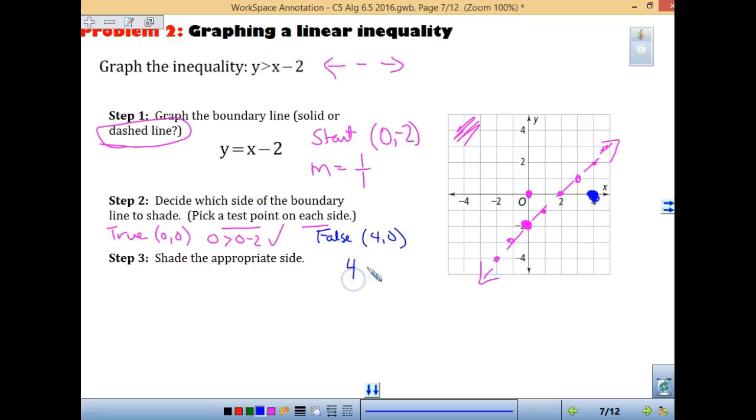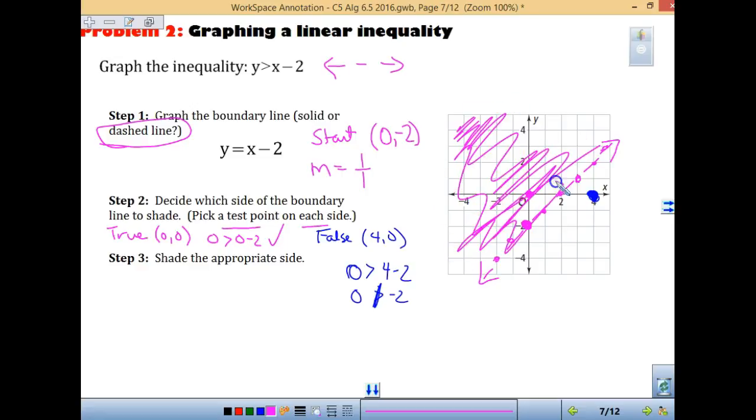(4, 0), right, is our y. Is that greater than 4 minus 2? Is 0 greater than -2? That is a false statement. -2 is less than. So which side should we have shaded on? Above.